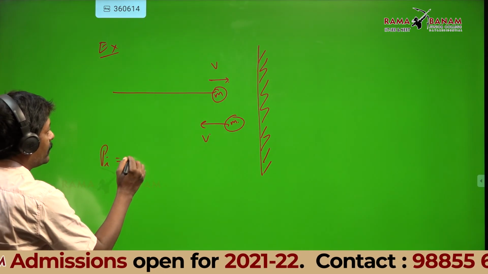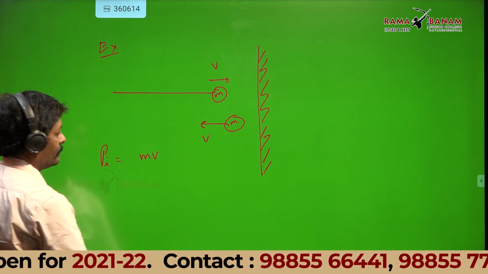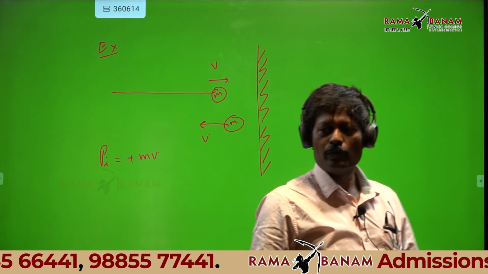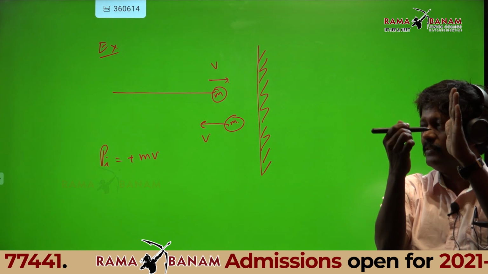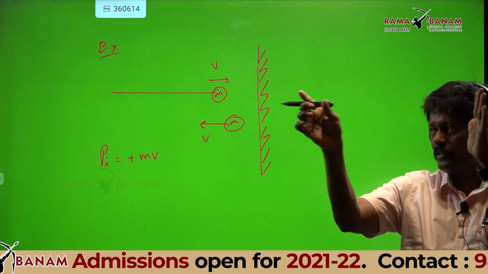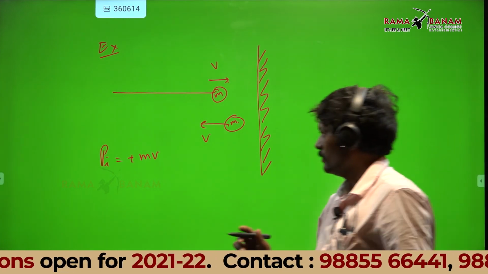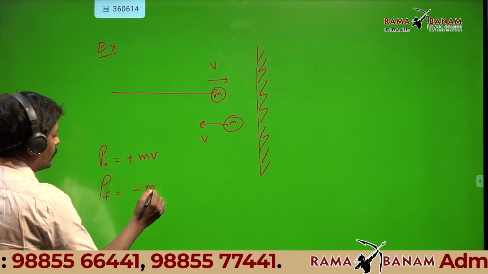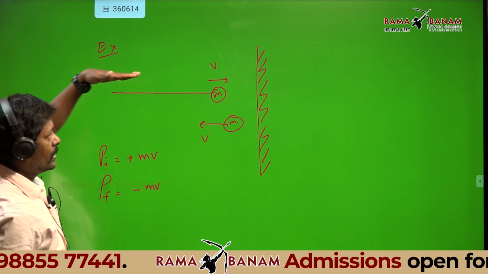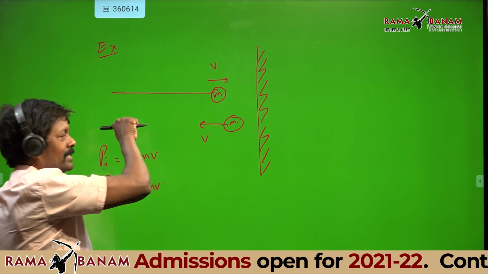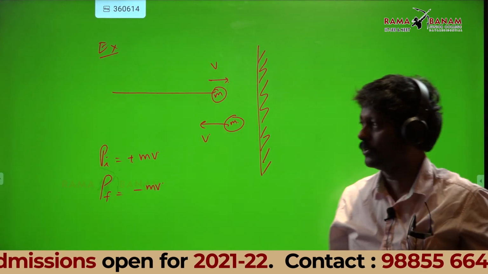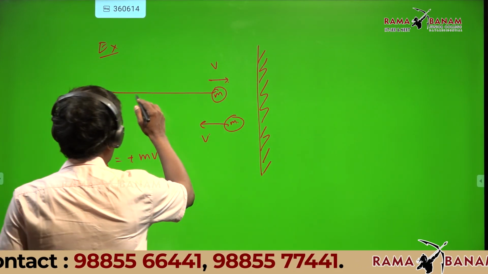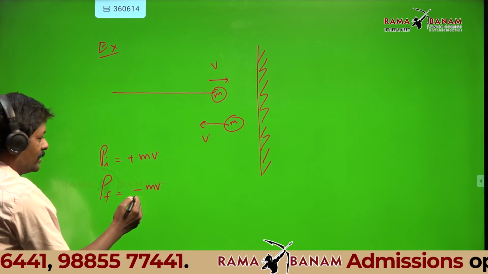Initial momentum, can anyone tell me? mv. I will take this as a positive quantity. I already told you, whatever is in the initial direction is positive, and the opposite is negative. So final momentum, one of you tell me. Minus mv. First tell me you agree for that or not. Now listen. Initial momentum is mv. Final momentum is minus mv.